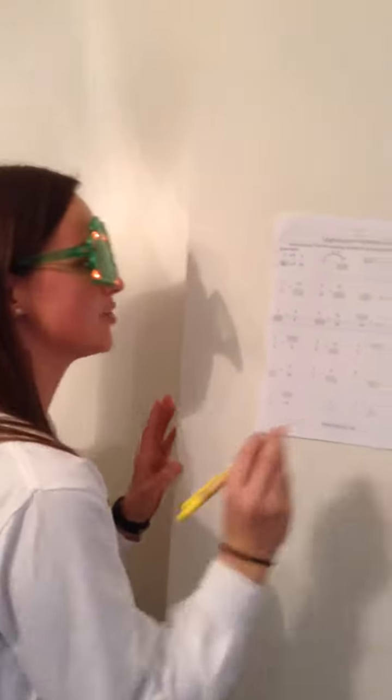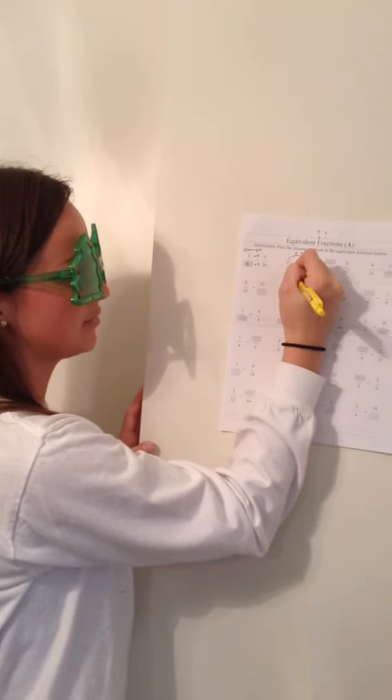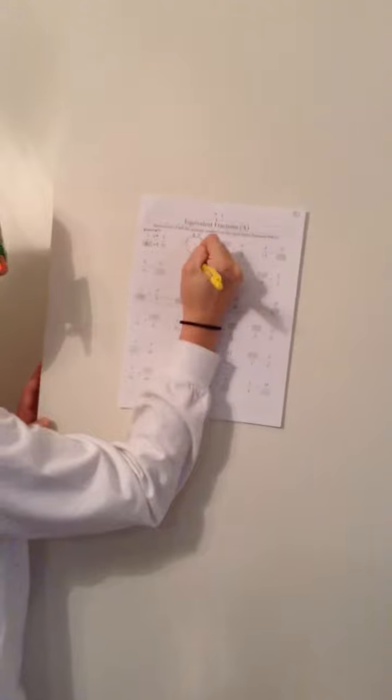so I could do 5 times 3. Whatever I do to the top of my fraction, I must do to the bottom because it's like multiplying by 1 and it's not changing the value. So if I did the top times 3, I would do the bottom times 3. So 7 times 3 will be 21. So my new equivalent fraction for 5 sevenths is 15 21s.